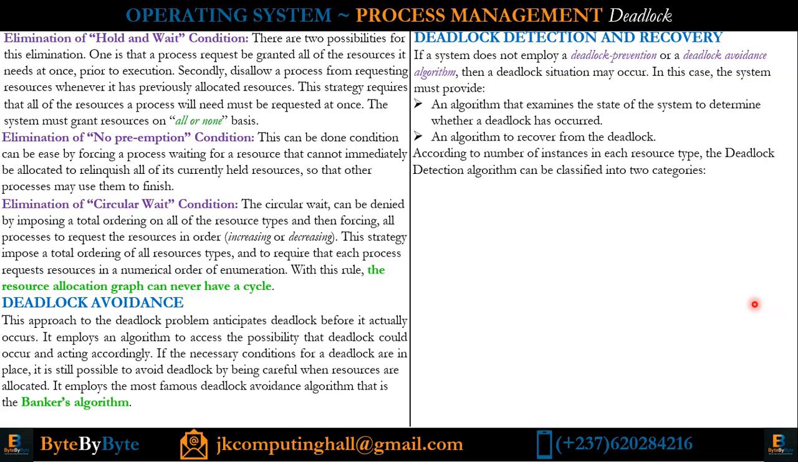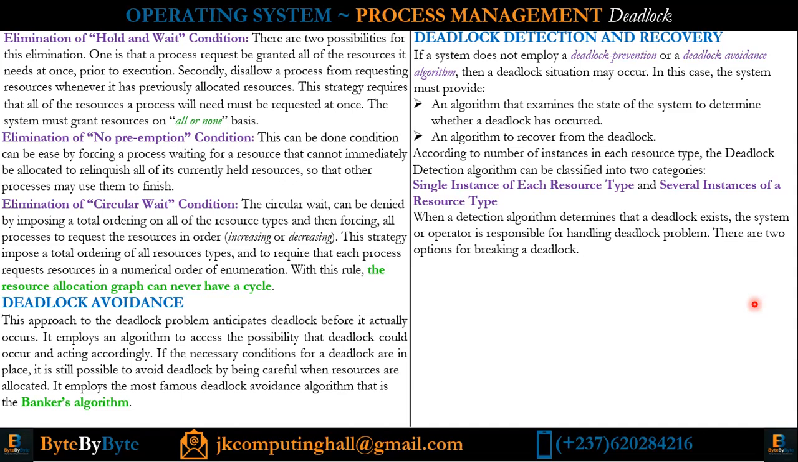According to the number of instances in each resource type, the deadlock detection algorithm can be classified into two categories: single instance of each resource type and several instances of a resource type, because we know that a resource can have one instance or several instances. When a detection algorithm determines that a deadlock exists, the system or operator is responsible for handling the deadlock problem.